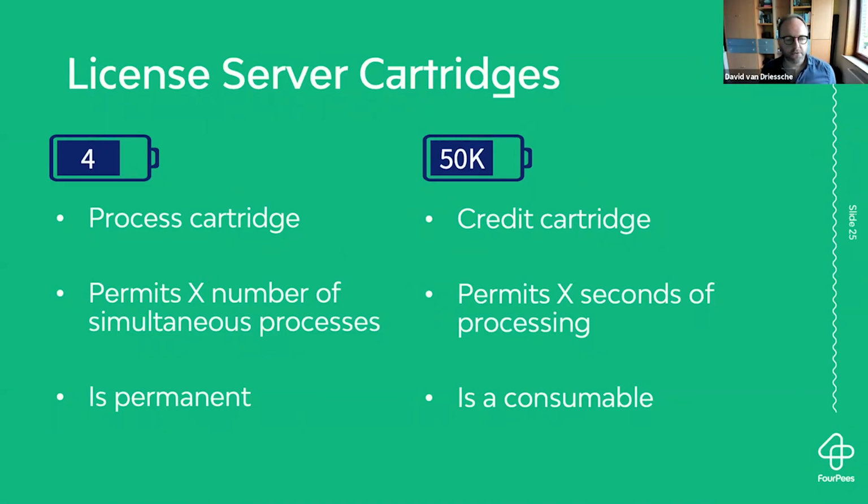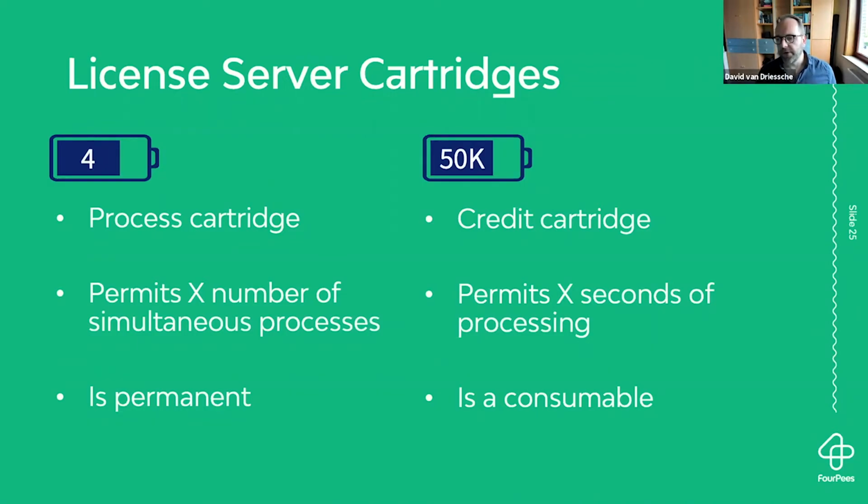A process cartridge is a permanent thing. That means you install it once, it stays on that license server. It never goes away. It's never modified. And you can buy it with a particular number of parallel processes inside. So I can buy a cartridge with 4 processes. And what that does is it permits 4 simultaneous processes.